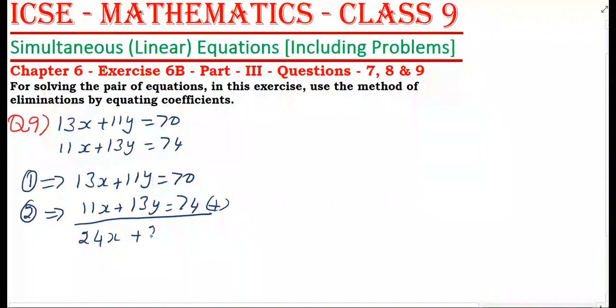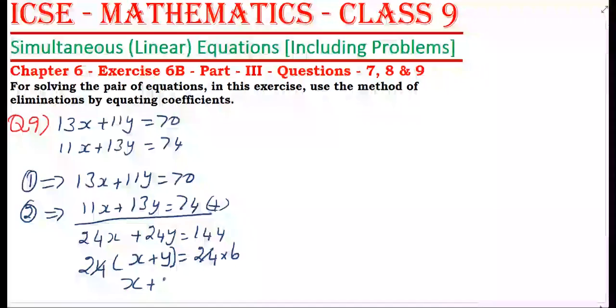So here we will get 24x plus 24y equal to 144. So we can take 24 outside. So 24 into x plus y equal to, the 144 we can split as 24 into 6. 24 into 6 equal to 144. Now 24 and 24 will be cancelled. So we have x plus y equal to 6. This we can call equation 3.